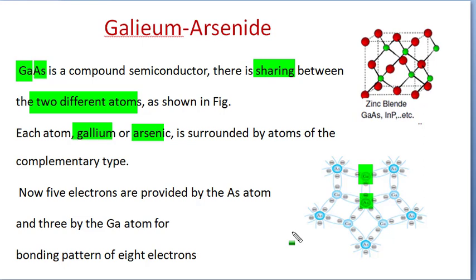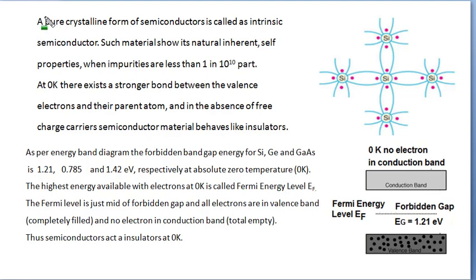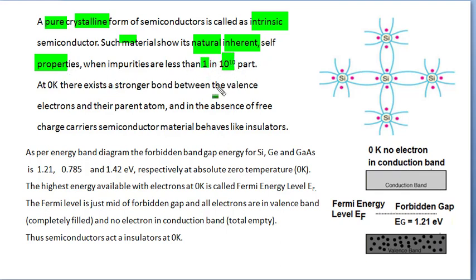This bonding is called covalent bonding, and the material behavior is called semiconductor behavior because its conductivity is between conductor and insulator. A semiconductor in pure form having crystalline structure is called an intrinsic semiconductor. Such intrinsic materials show their natural, inherent, internal properties when the impurity level is less than 1 in 10 raised to power 10 atoms. So a very high degree of purity is required to form such materials.